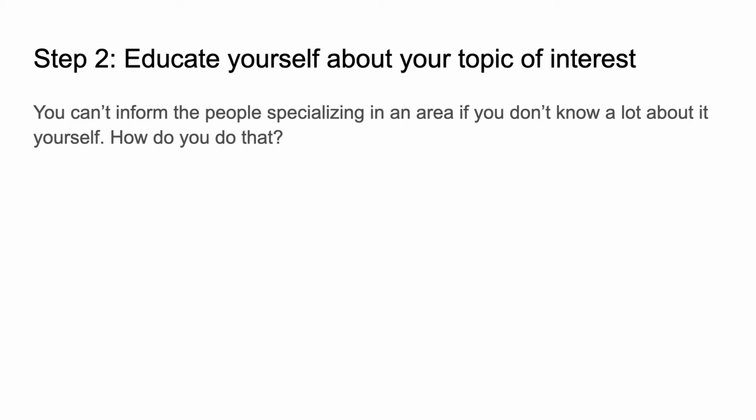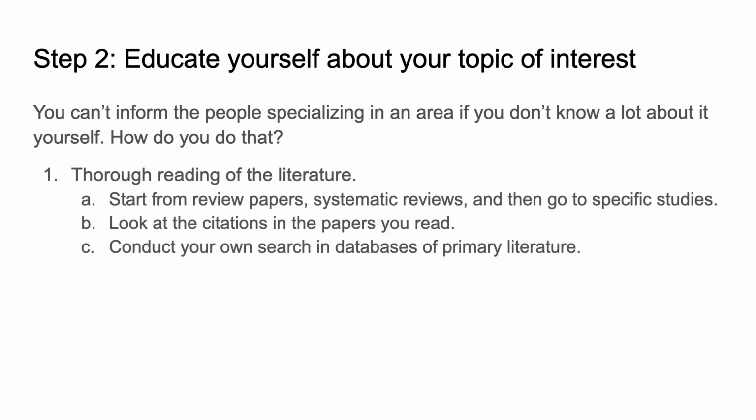And how do you come about knowing about your topic? That comes by reading. So the first step would be to do a thorough reading of the literature, starting from review papers, systematic reviews that will give you a solid background, and then go to specific studies. Look at the citations in the papers you read. So while you're searching, there are always information listed in the review papers, something that will catch your eye that you need to look at individually.